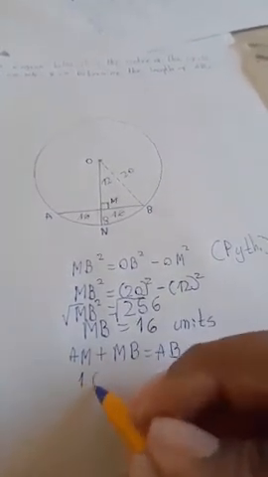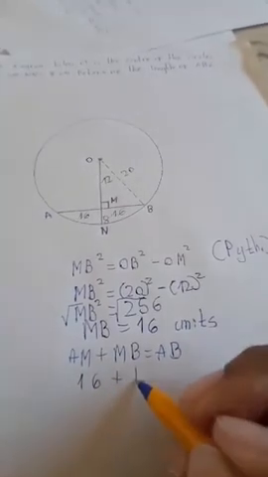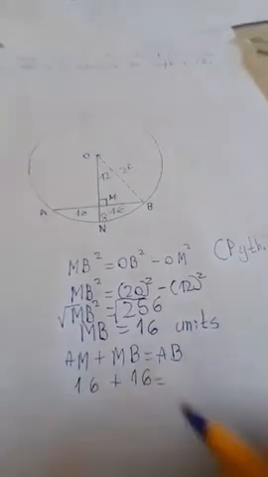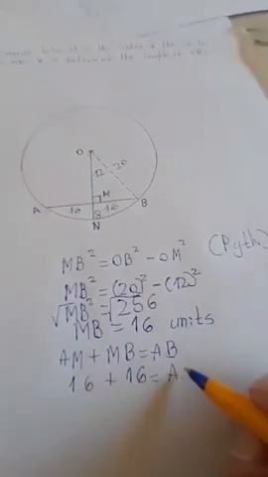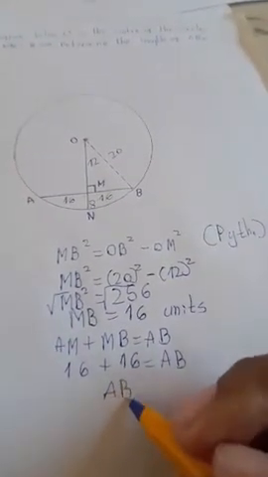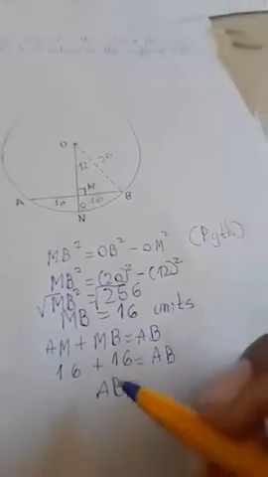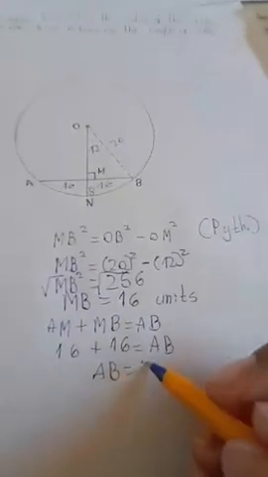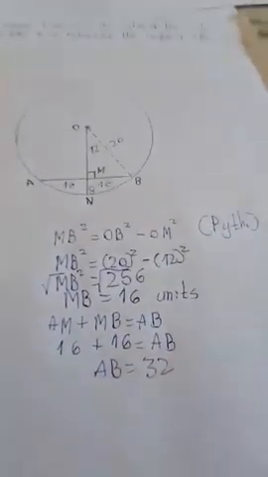We said AM is 16 and we said MB is 16. We proved it in the previous theorem. Is equal to AB. You can put it well by saying 16 plus 16, I believe that's 32. You can confirm it in your calculator, and this is how we answer this question.